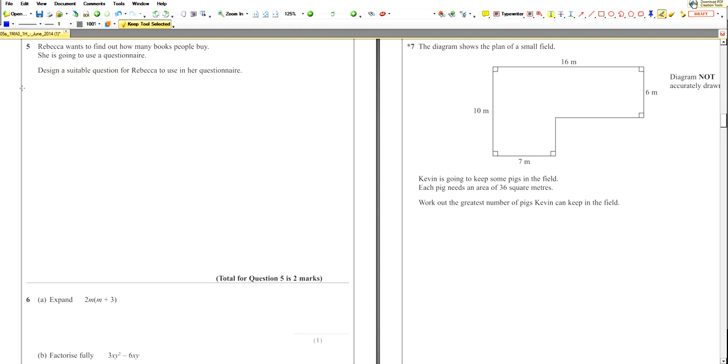Rebecca wants to find out how many books people buy. She is going to use a questionnaire. Design a suitable question for Rebecca to use in her questionnaire. So, somebody from this class, please give me a nice question. Remember, the question must be very specific about what you want to ask, and you must have a time frame in there.